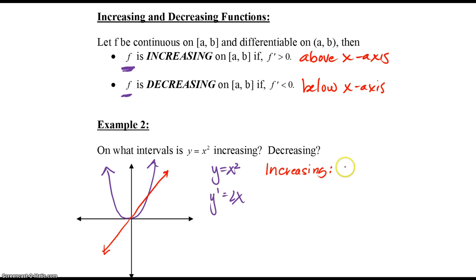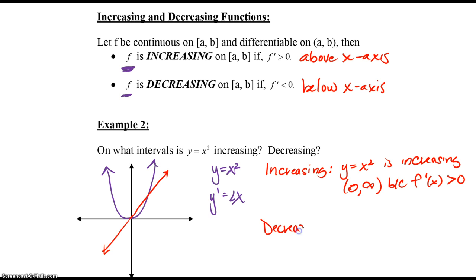And we're going to say y equals x squared is increasing from 0 to infinity because f prime is greater than 0. Again, the function is increasing because the derivative is positive.